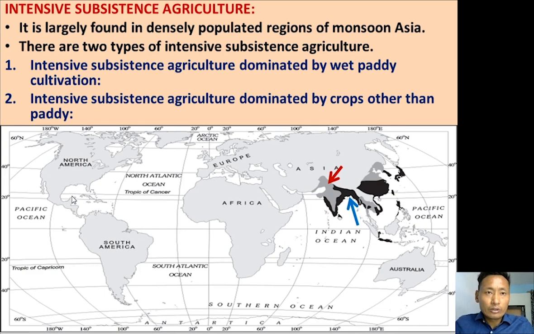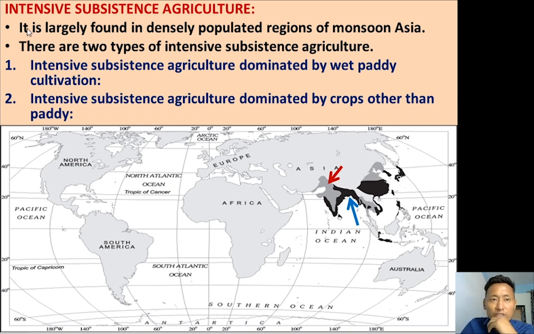Next topic is intensive subsistence agriculture. What is meant by it? We need to know the meaning. Intensive means intensive use of land. Subsistence means cultivation of crops done mainly for self-consumption. Agriculture means cultivation of crops. So intensive use of land and cultivation of crops mainly for self-consumption is called intensive subsistence agriculture.